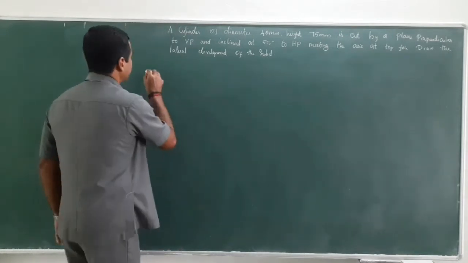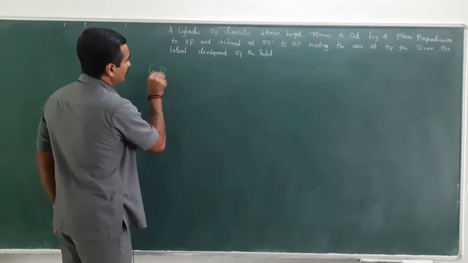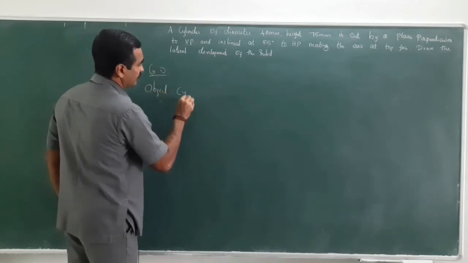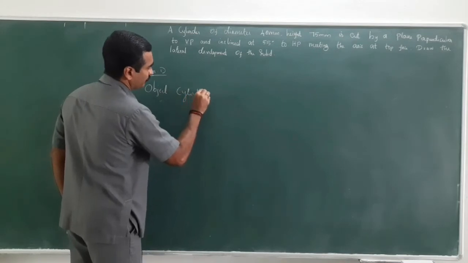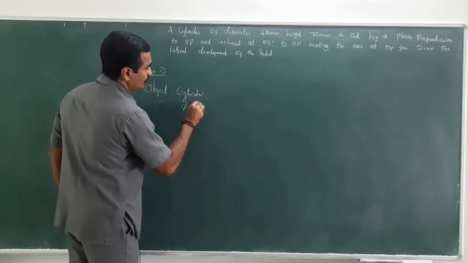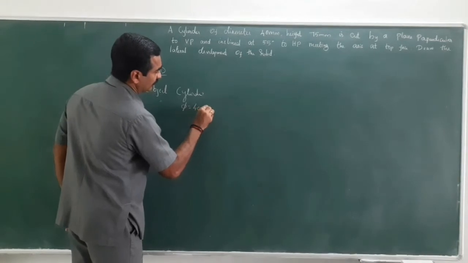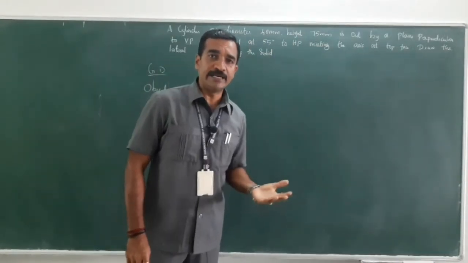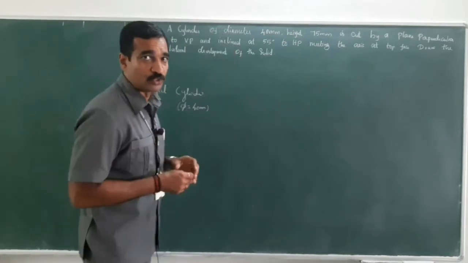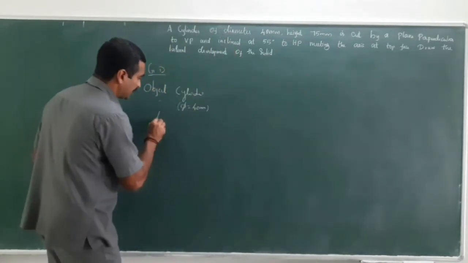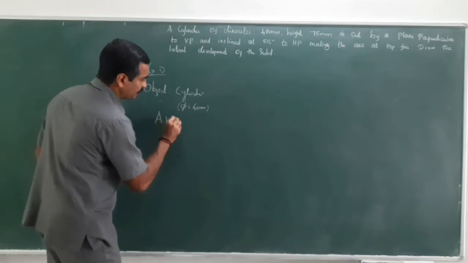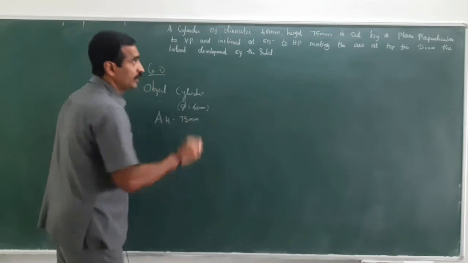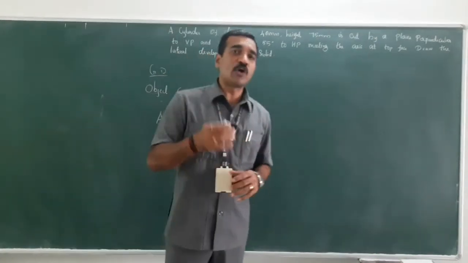So here, the given data: the object is a cylinder of diameter 40 mm and the height 75 mm, which is nothing but the axis height or altitude or length of the axis. So axis height is 75 mm. Here, as such, resting is not given.